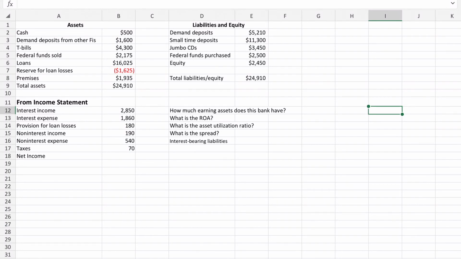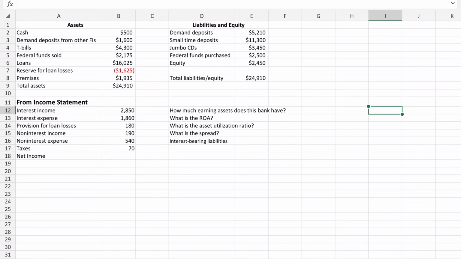So here we have a simplified balance sheet and income statement, and once again we're doing a financial statement analysis, and the questions that we need to answer are located in the bottom right corner. So first of all, the question asks, how much earning assets does this bank have? With earning assets, we're thinking about any assets that are earning interest. So we go over to our balance sheet and look at the asset column, and we look at which assets here would actually earn interest for the bank.